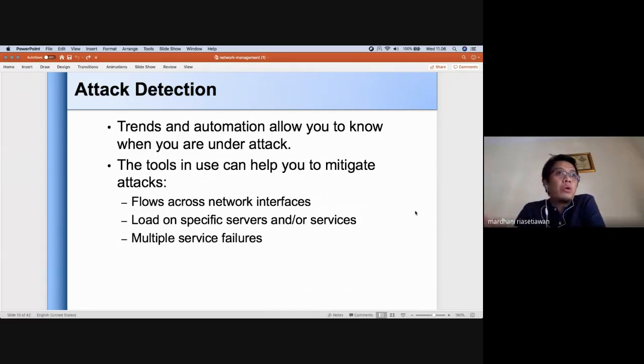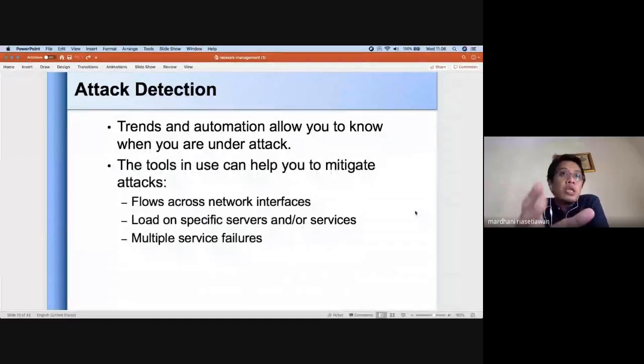We also deal with always updating based on the traffic activity and the trend, and automation allows you to know when you are under attack or not. So when we have that problem, it will be very easy for us to capture and update the situation as fast as possible. Because if we do not do that, I'm afraid we will be too late to respond to the problem, and then what happens next is we will lose a lot of resources in our network.